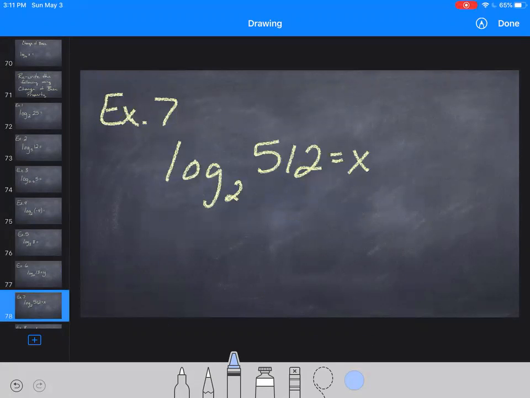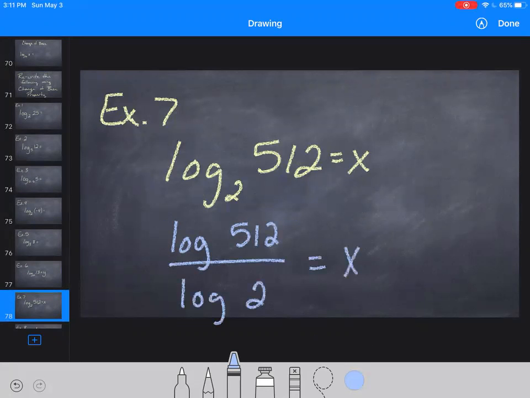On example 7, I have log base 2 of 512 is equal to x. I could rewrite this using my change of base property and get log of 512 divided by log of 2, and that's still going to be equivalent to x.